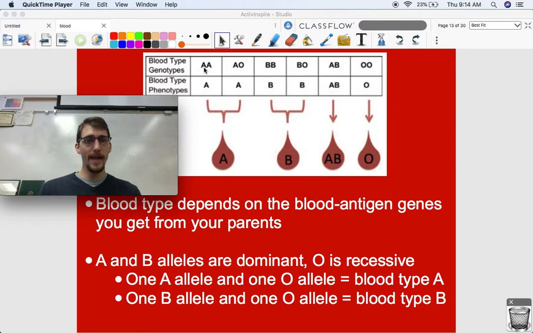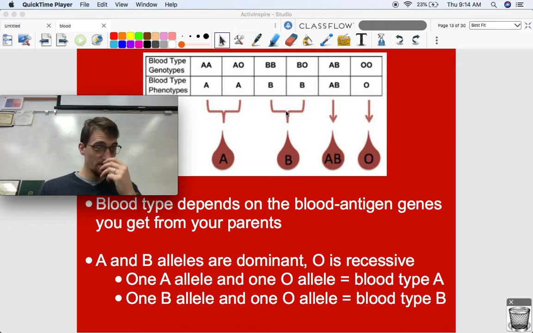If you have two A alleles, one A allele from mom and one A allele from dad, guess what? You're going to be blood type A. If you got one A and one O, you're going to be blood type A. Same thing with B. If you get both Bs, one B from mom and one B from dad, you're going to be B. But also if you get B and O, you're still going to be B. You're going to have blood type B.